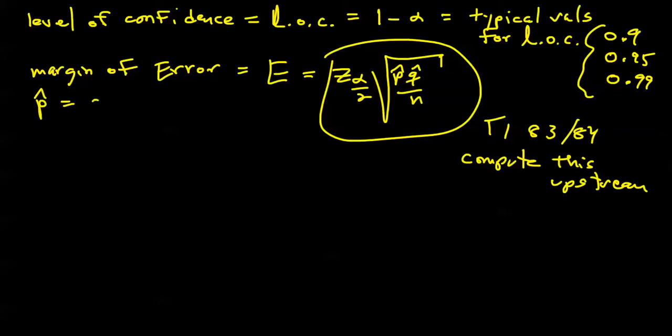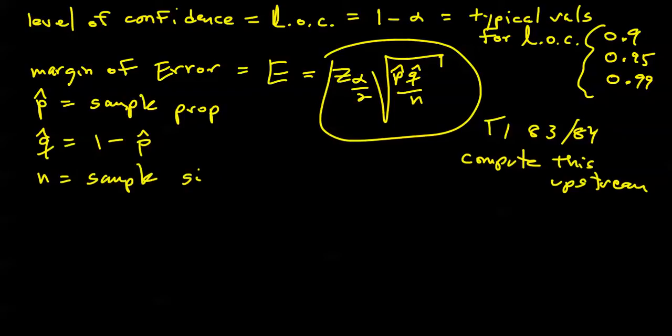Of course, P hat is our sample proportion with some desired characteristic of interest. Q hat is, as you might guess, the complement of P hat. Little n is, of course, our sample size.